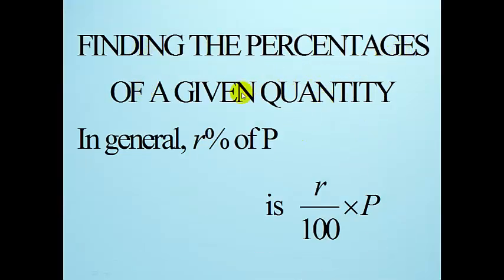Finding the percentages of a given quantity. How do we find the percentage of a given quantity? Now, in general, R percent of P is given by R divided by 100 times the quantity P. So if you are taking R percent of P, the result is R divided by 100 times the quantity P. Now, let's take a look at an example.